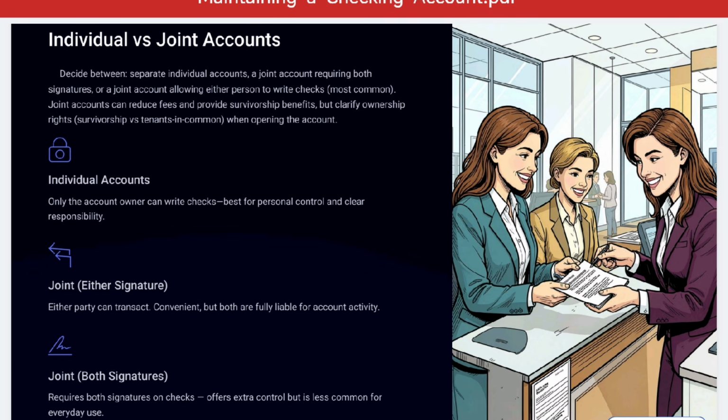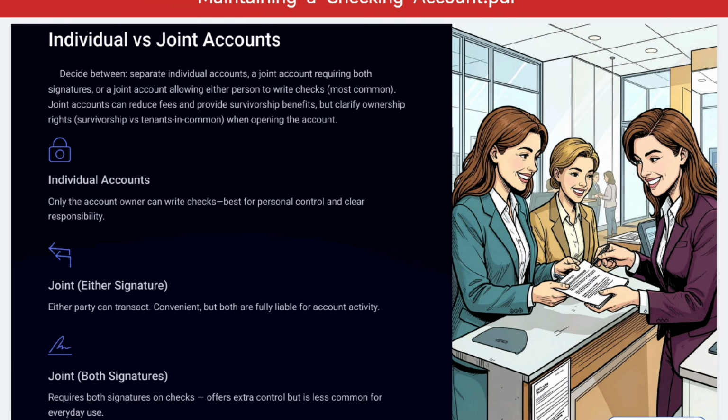Individual versus joint account. Deciding between a separate individual account, a joint account requiring both signatures, or a joint account allowing either person to write checks. Joint accounts can reduce fees and provide survivorship benefits, but clarify ownership rights when opening the account. So, when opening a checking account, you have to decide whether you want sole ownership or shared ownership. Choosing the right ownership type depends on how much control you need and who you're managing money with. Let's look at the three main options shown on the screen.